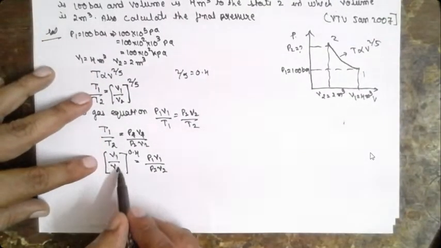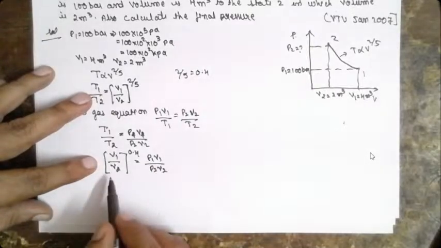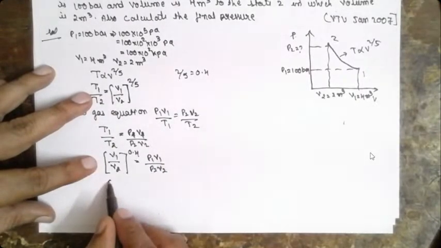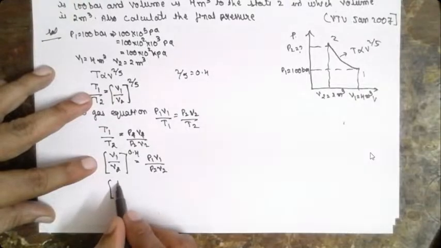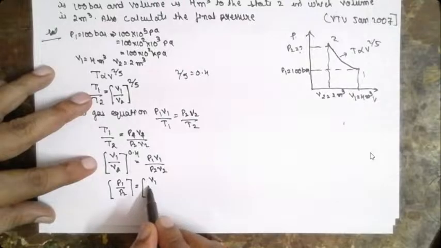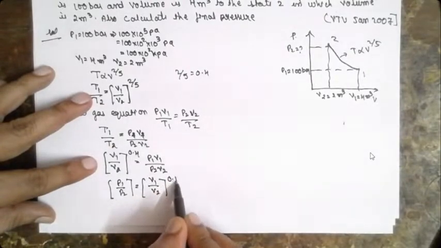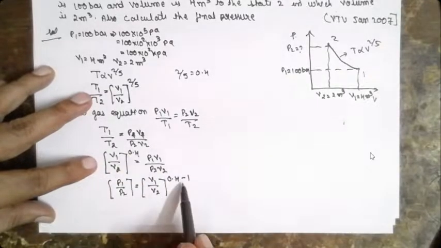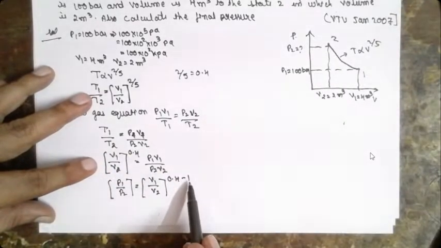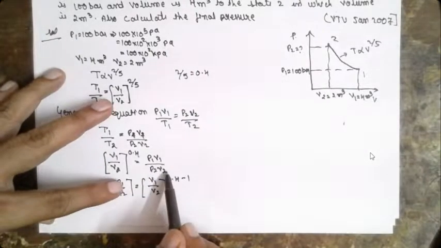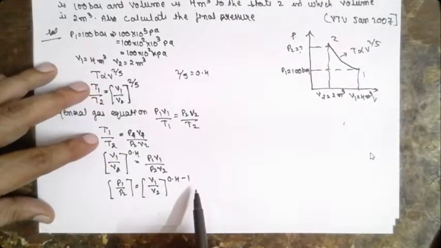Next, now we can write this P1 V1 this side. Mathematically it can be written as P1 by P2 is equal to V1 divided by V2 raised to 0.4 minus 1, because we are bringing this V1 by V2 in this direction. Then we have to write minus 1. When V1 by V2 comes to this side, we write minus 1 on top.